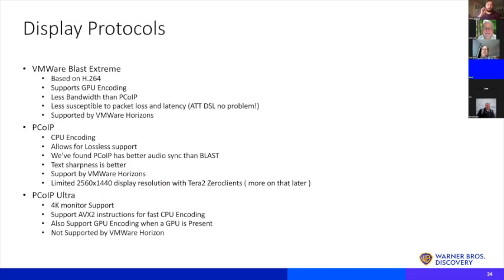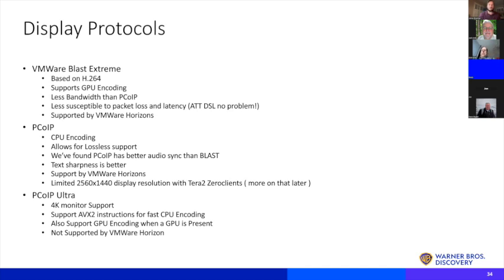So we have three different protocols. VMware Horizon uses two of these. VMware makes something called Blast Extreme. They developed this to compete with Teradici's PC over IP. It's based on H.264. It can use H.265 now. It's GPU based and supports GPU encoding. It uses a lot less bandwidth than PC over IP. It's a lot less susceptible to packet loss and latency.